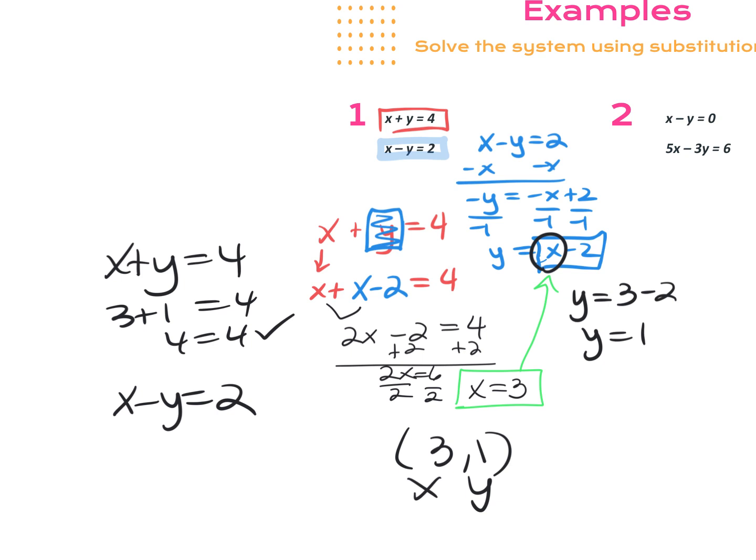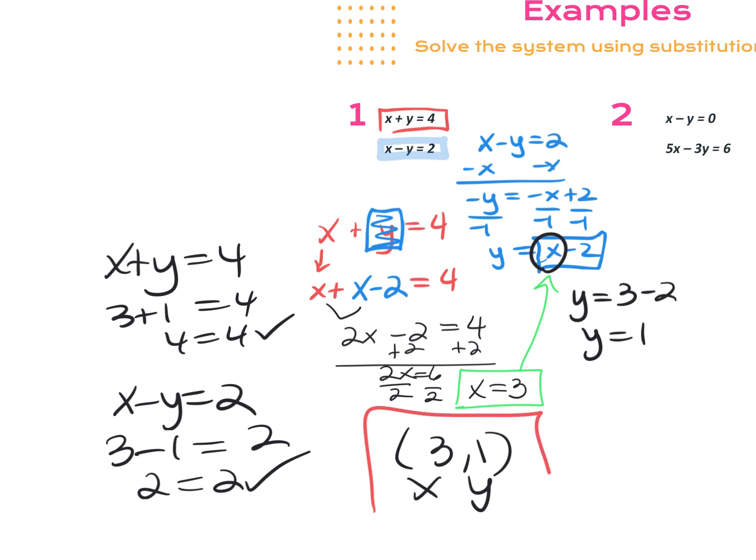And then if I do the same thing here, 3 minus 1 equals 2. 2 equals 2. It works in both. So the ordered pair (3, 1) is a good solution.